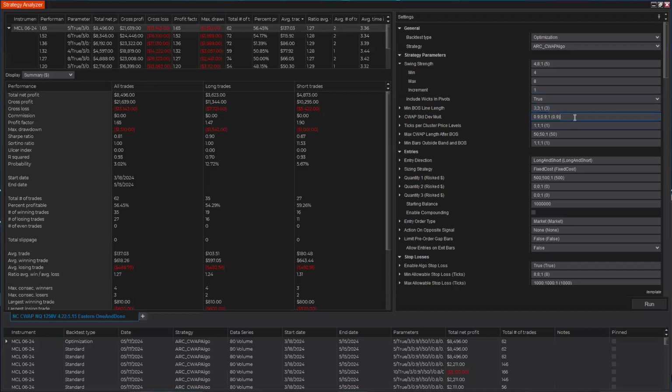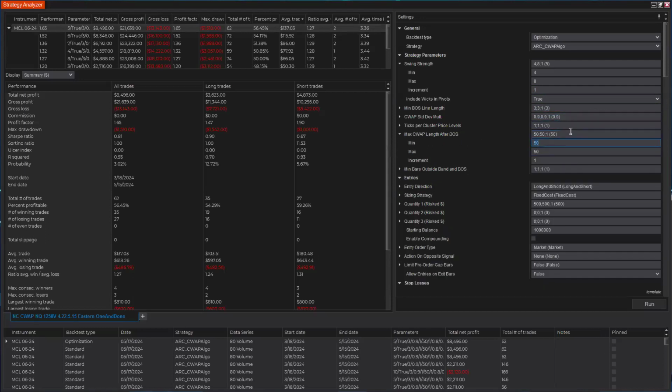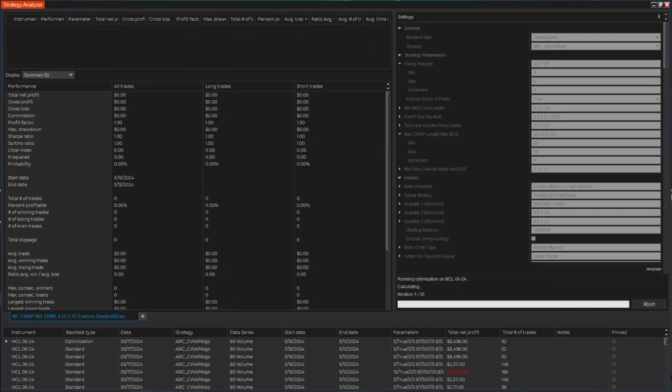Minimum boss line length, I'm not changing it, because I've tested it a million times and I know that's kind of the number to go to. What I do want to test is max length. So we're going to go 20 to 50, but I'm not going to go by ones because we'll be here all day. Instead, I'm going to go by 5s. And I'm going to run these two against each other and see what we come up with.